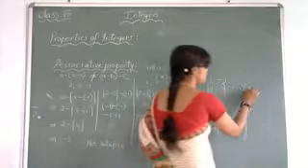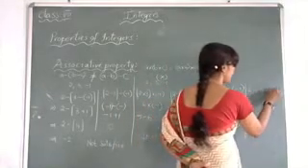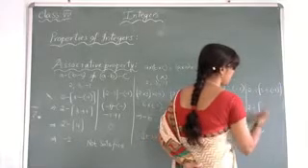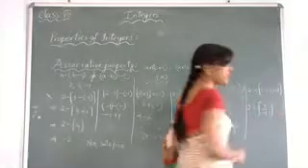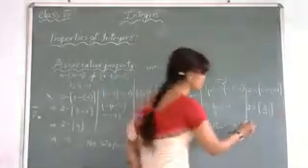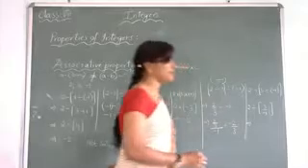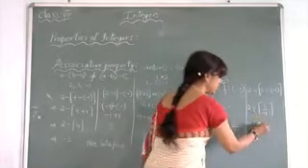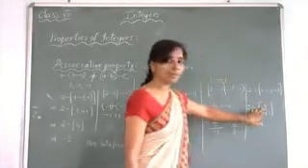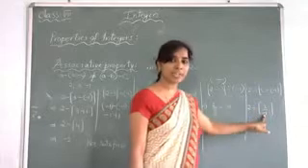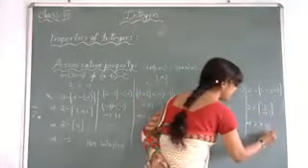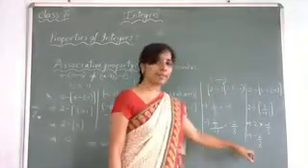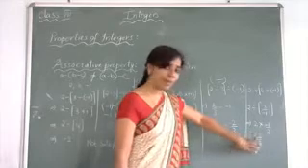Then what about the next? 2 divided by 3 divided by minus 1. See, 3 divided by minus 1, that means 3 by minus 1. Divided by means into the reciprocal, so we write the reciprocal of 3 by minus 1. What is the reciprocal of 3 by minus 1? It will become minus 1 by 3, that is minus 2 by 3. See, in both cases we got the same answer. That means for this example it is satisfied.